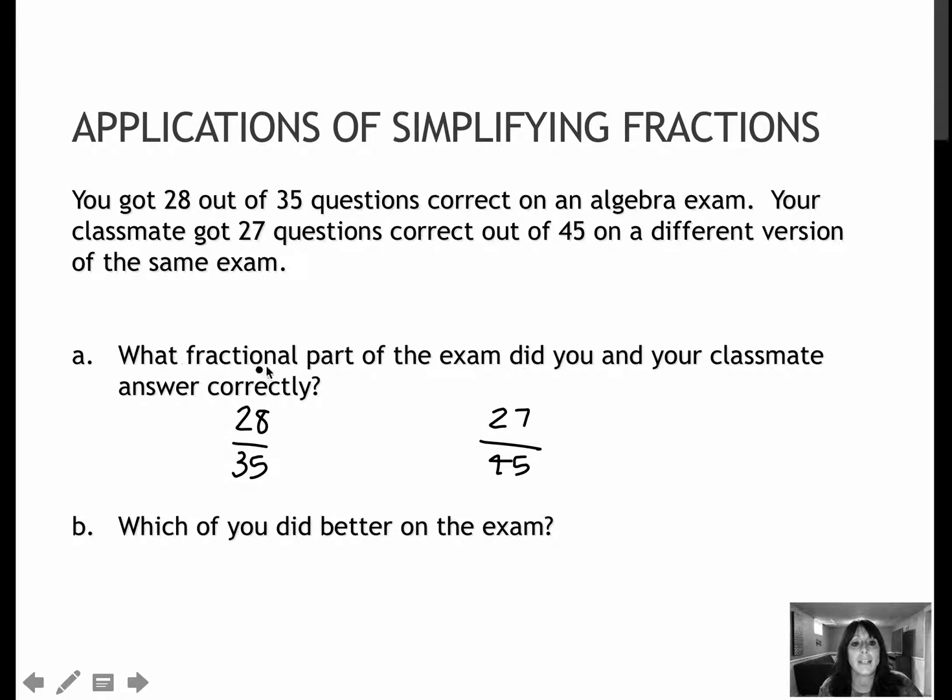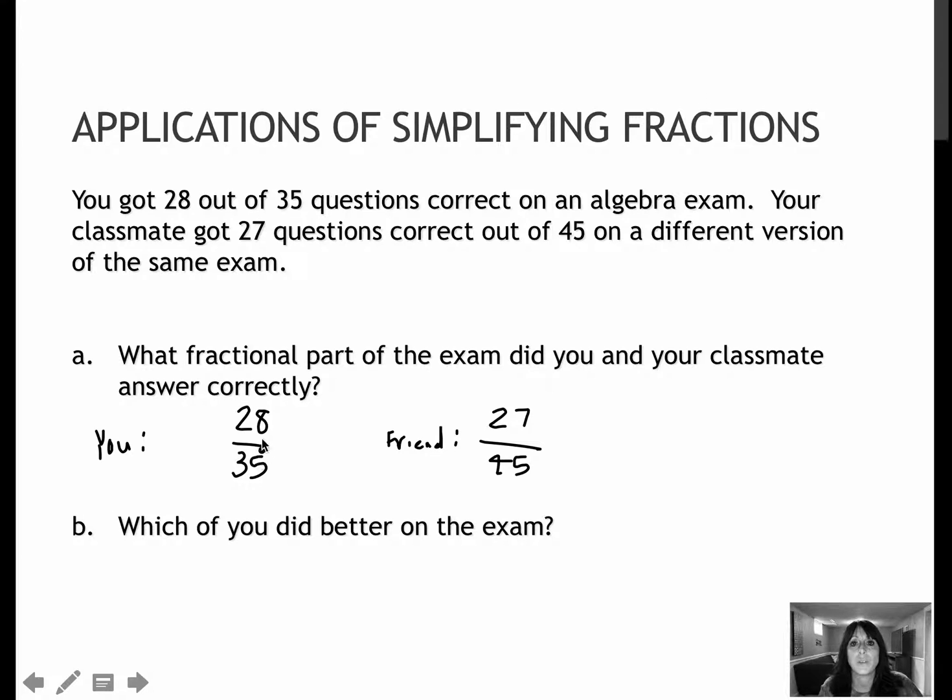So part A says, what fractional part of the exam did you and your classmate answer correctly? So you answered 28 out of 35, and your friend or classmate answered 27 out of 45. Now, which of you did better on the exam? Now we're going to have to do a little bit of comparison.